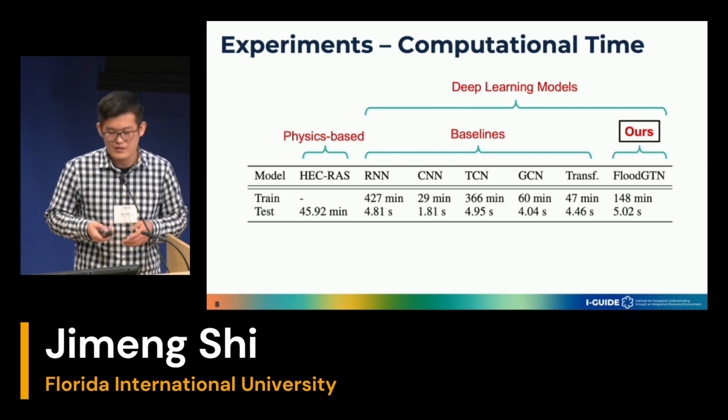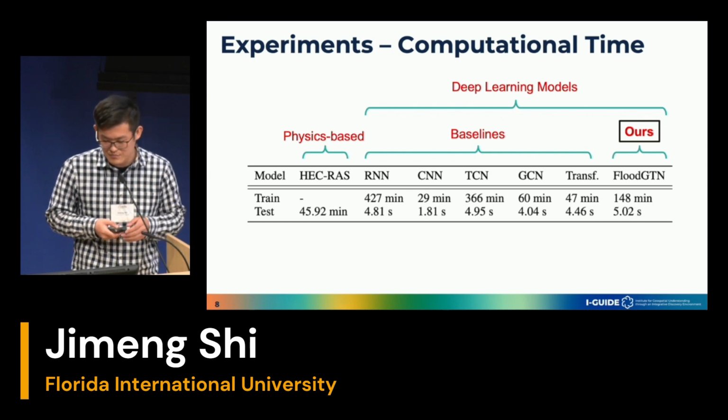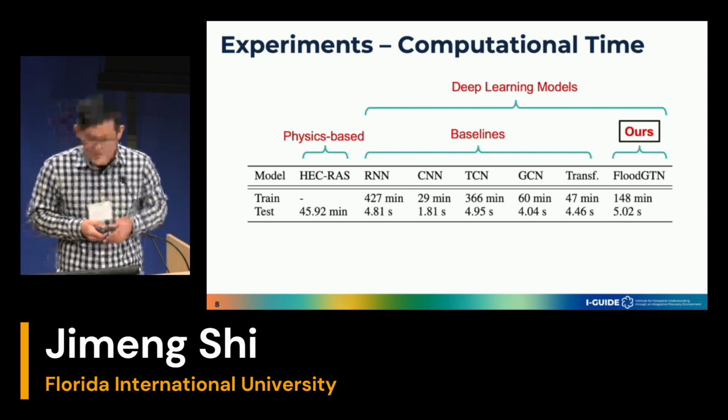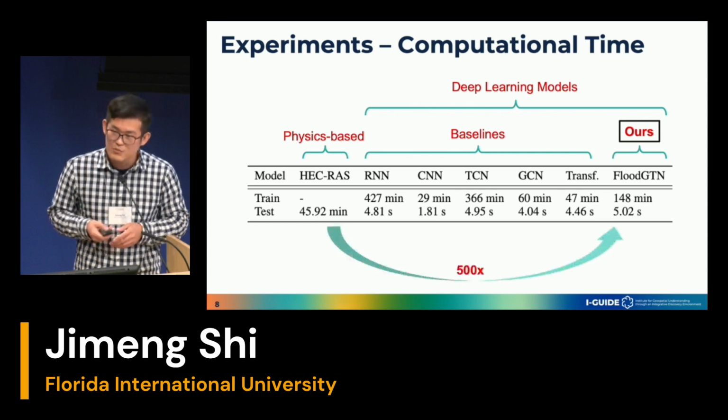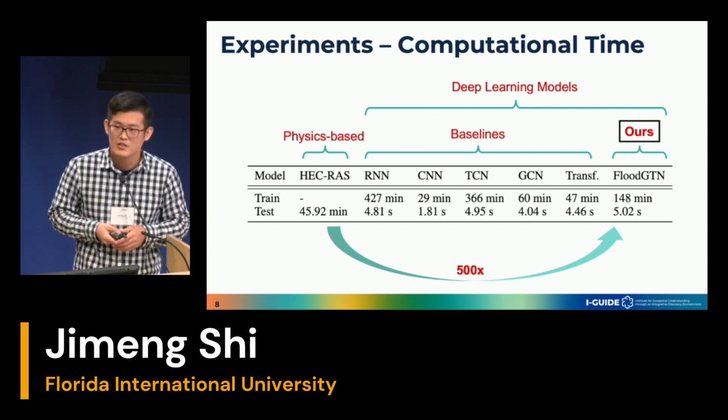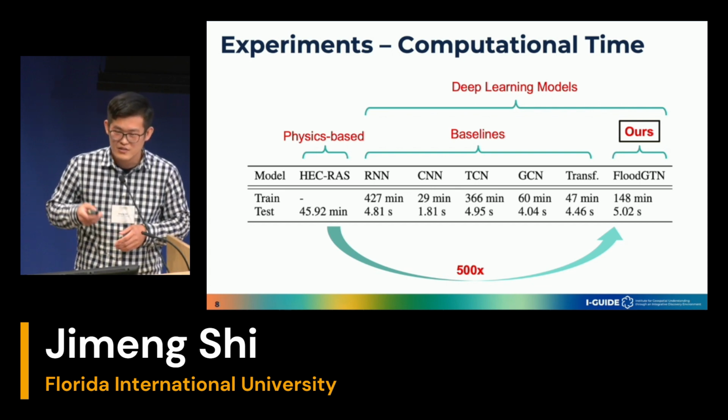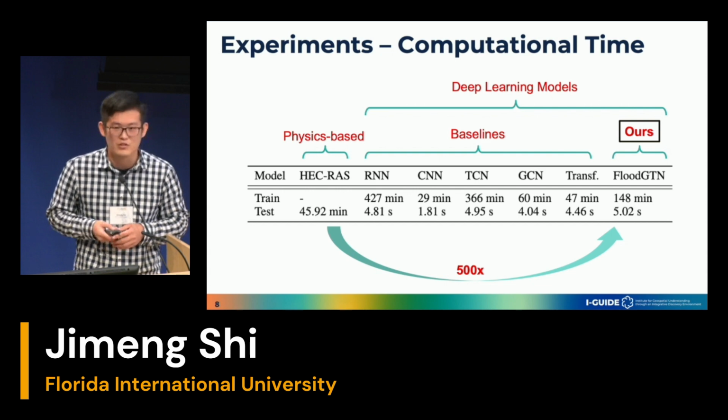The second row is the testing time. You can tell the difference of the test time of different models. The deep learning-based models take much less time, almost reduced by 500 times. So this makes the real-time prediction become possible.